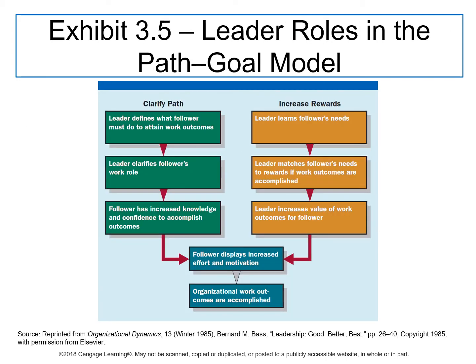The third contingency model that we're looking at today is the path-goal model. The path-goal model is a contingency approach to leadership in which the leader's responsibility is to increase subordinates' motivation to attain personal and organizational goals. This slide shows that the leader can increase follower motivation by either clarifying the follower's path to the rewards that are available, or by increasing the rewards that the follower values and desires. Rewards or incentives can be either intrinsic rewards that derive from the work itself, or extrinsic rewards such as raises or promotions, or some other kind of external incentive.